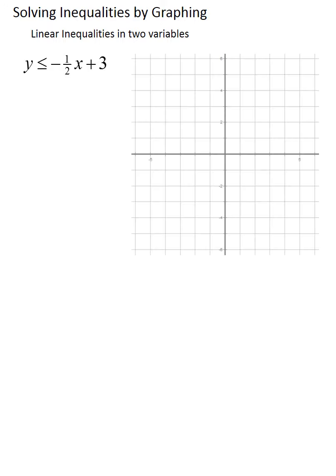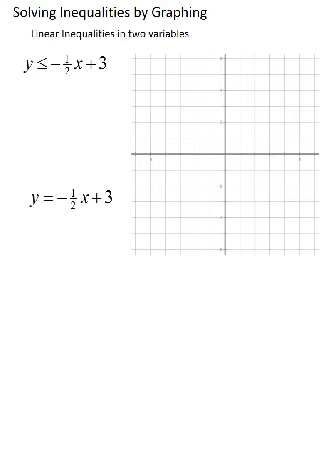Let's do one more example. So we're given an inequality and asked to solve it by graphing. The first thing I'd like to do is find that dividing line between all the trues and all the falses. So I'm going to graph the corresponding equation. Notice I've changed the inequality to an equal sign for the moment.